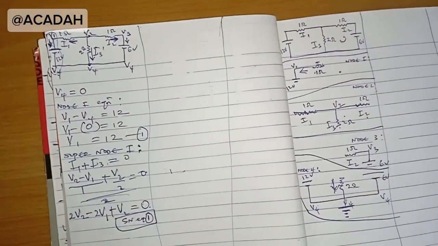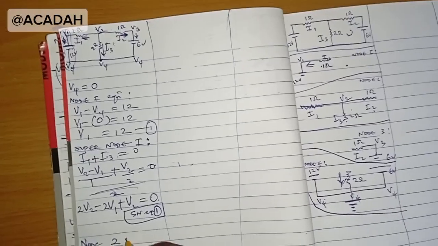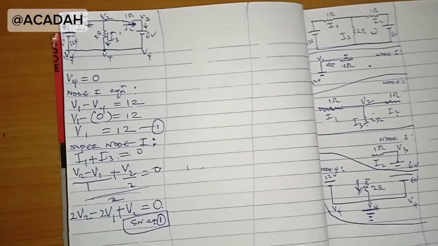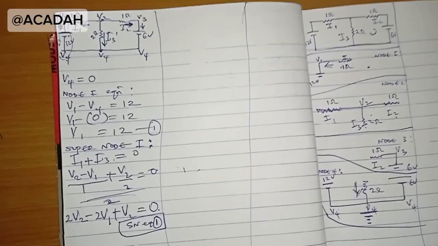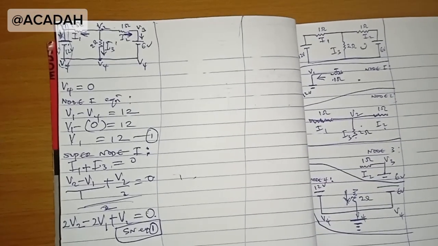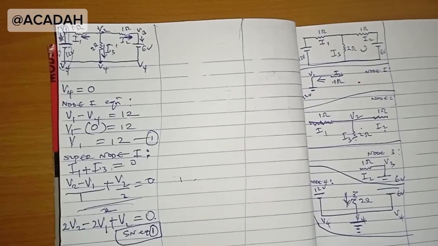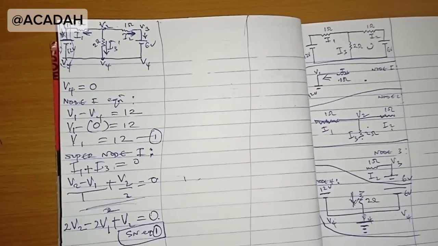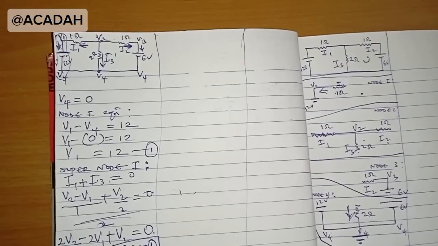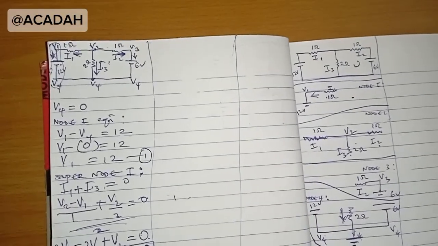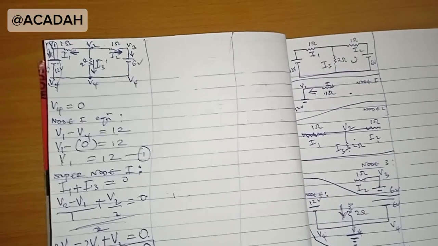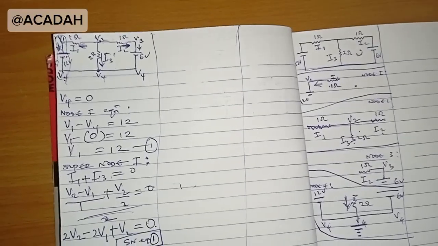So let's move to node 2, which will give us the second equation. Remember, I once told you that anytime you have 4 nodes, you should have 3 equations. So note it: don't mix super node and node equation. It's always going to be node equation to node equation, super node equation to super node equation. Once you mix this up, you will make mistakes.